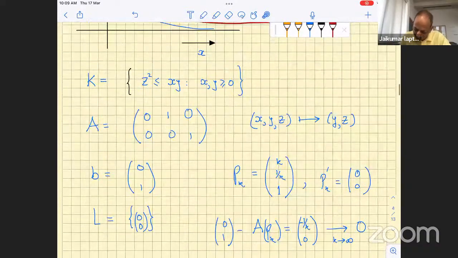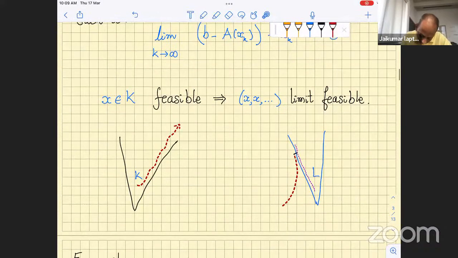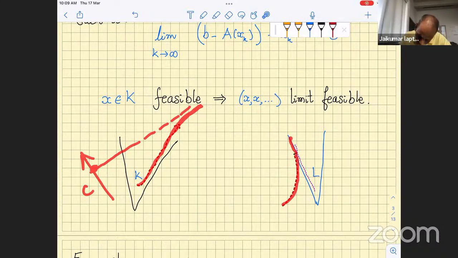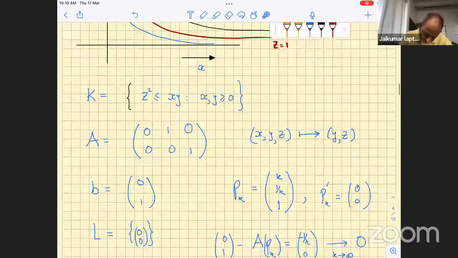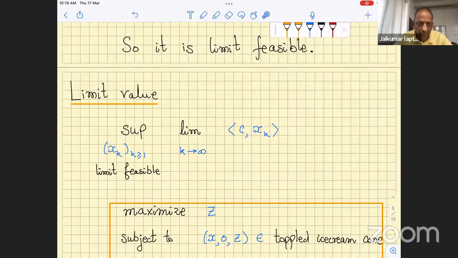Once again, we had this picture of tracking points. You move in this direction and you have an objective function C, and the maximum that you can reach as you move along this is called the limit value of this sequence. This sequence is a feasible sequence if it is moving with the right attitude on this side. Among all feasible sequences, you find the one which achieves the best along this direction C. That is called the limit value of this cone program.